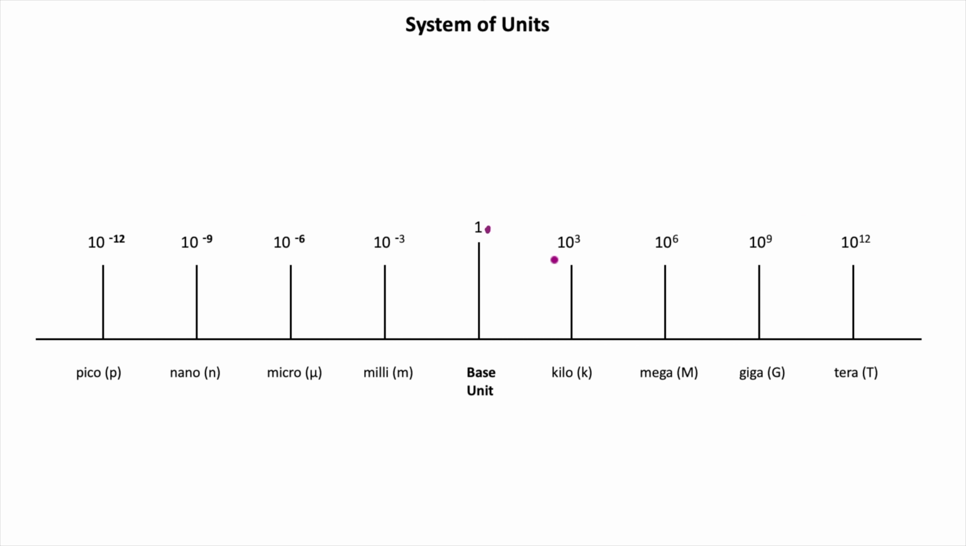Now let's discuss the other side of the system of units here that we have, and that's the negative exponents. So what about when we see a negative exponent? So we see 10 raised to a negative 1, let's say. If we have 10 to the negative 1, what we are actually saying is we are taking our base unit and multiplying it by a tenth. So 1 over 10.